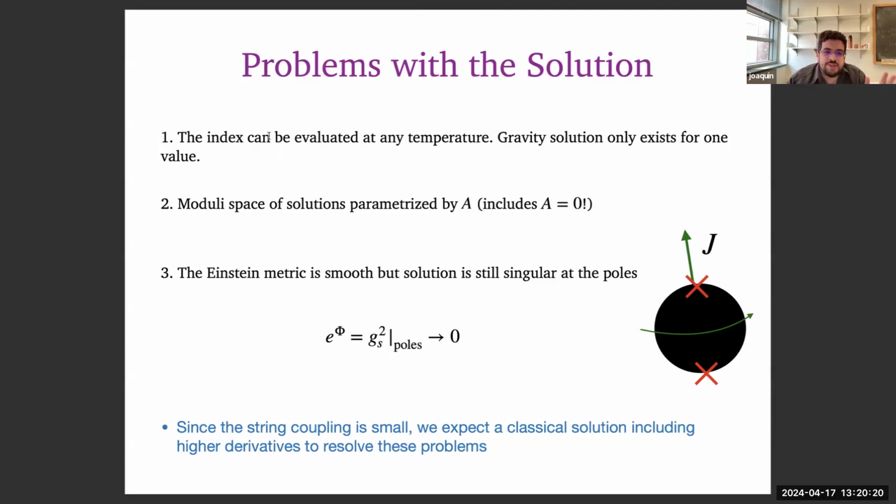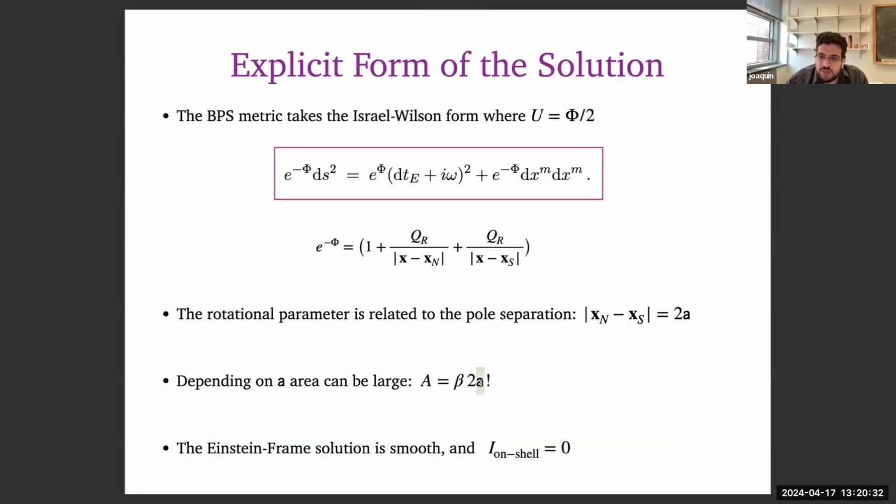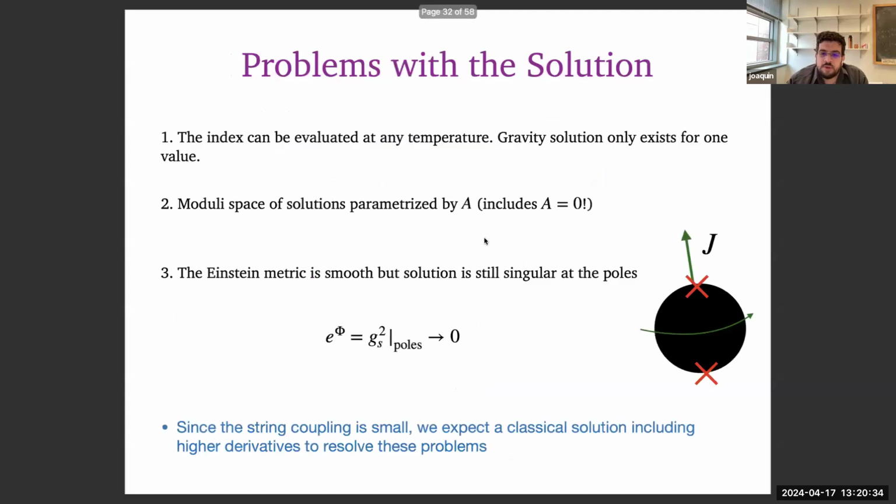So first, I already said it, the index can be evaluated at any temperature, but we found a solution that exists only for a unique value of the temperature. That's weird. There is a moduli space of solutions parameterized by the area, because the area is proportional to this little a. So this includes in particular the solution where the area is 0. And then we are back to this small black hole that we were trying to get rid of in a way. And finally, the Einstein metric is smooth, but the solution is still singular because the dilaton is blowing up at the poles.